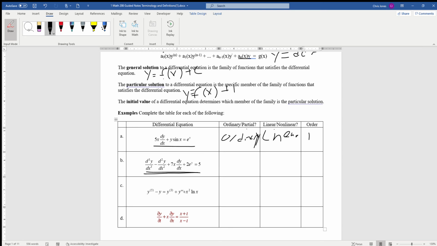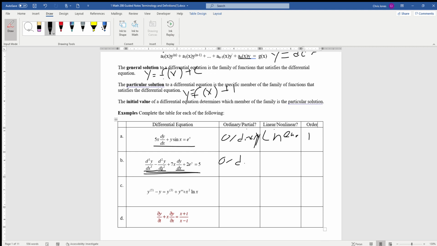So we have this differential: third derivative of y with respect to x minus second derivative of y with respect to x plus 7x, first derivative of y with respect to x plus 2 e to the y equals 5. So is it ordinary or partial? And once again, these differentials are all types that we've seen in Calculus 1, Calculus 2, physics. So it is indeed ordinary. Is it linear or nonlinear?